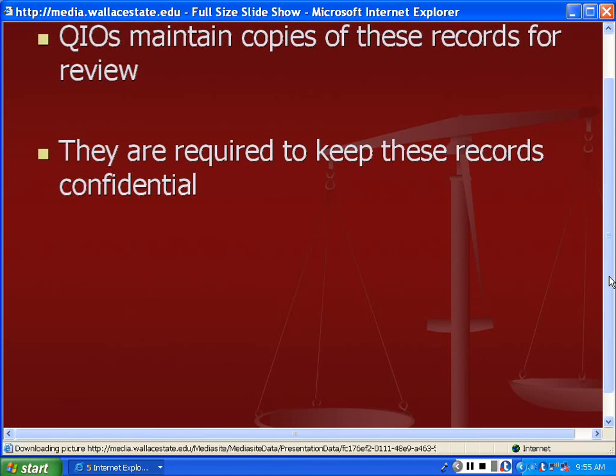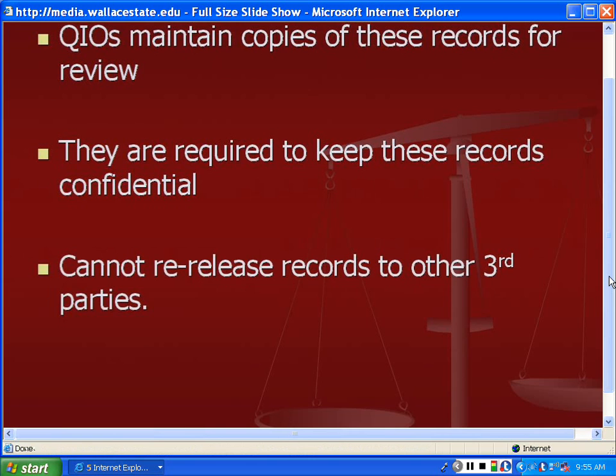So again, they cannot release or re-release records to third parties. Once these records go to the QIOs, that's where they stay until they're destroyed. They cannot re-release the records.